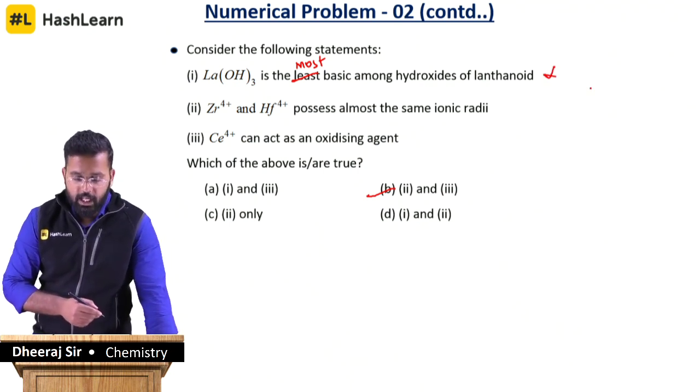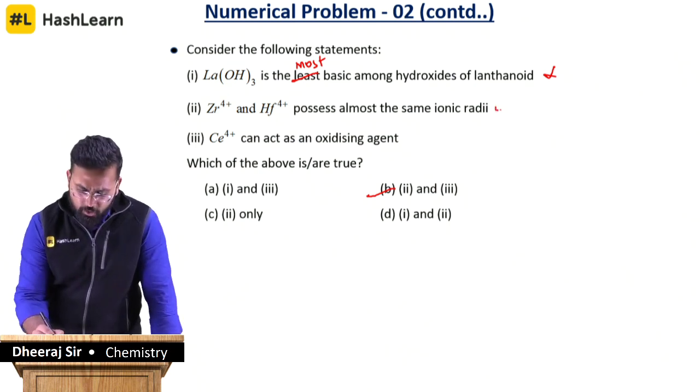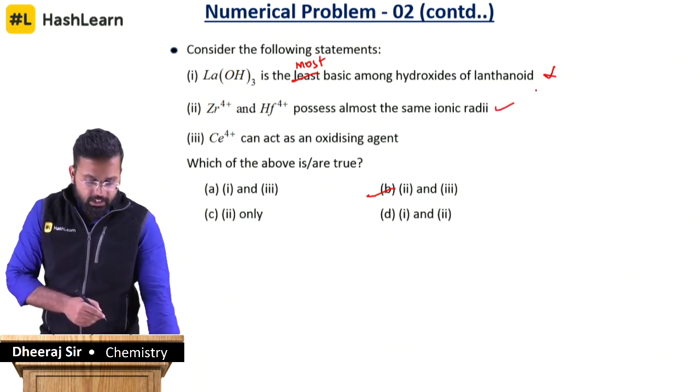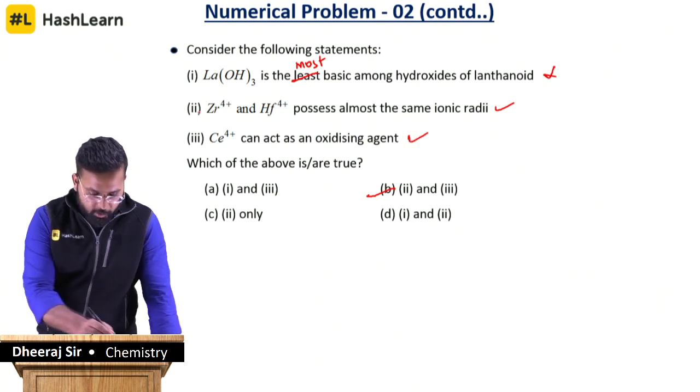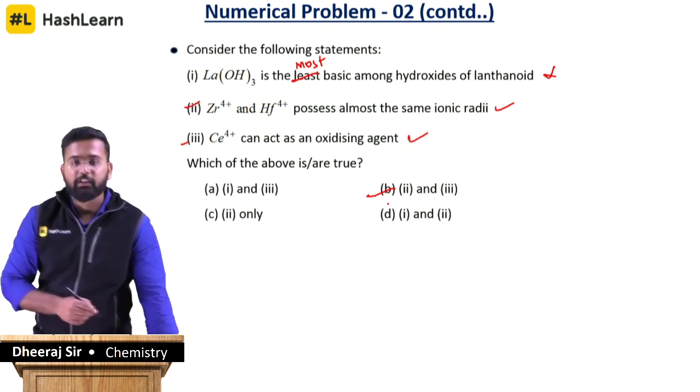Zirconium and hafnium almost have the same ionic radii. That is right. It is true, universally accepted. And Ce4+ can act as an oxidizing agent. This is also true. Therefore, options 2 and 3 are right, which makes it option B.